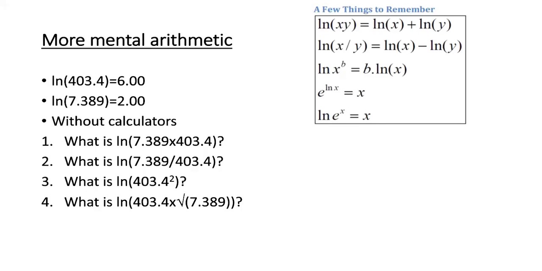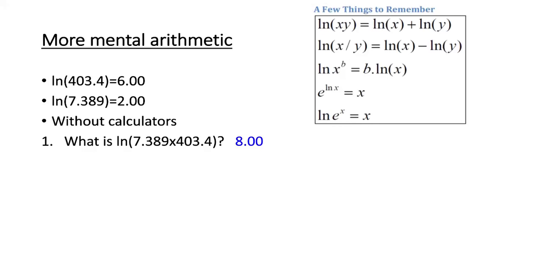Okay, finally, just to finish off this video, let me see if I can get you to do this mental arithmetic. I've told you a couple of things. First of all, log of 403.4 is 6.00, and log of 7.389 is 2.00. See if you can do these without your calculator. Again, I'd recommend you pause the video at this point, and when you've come up with the answers, then restart the video.